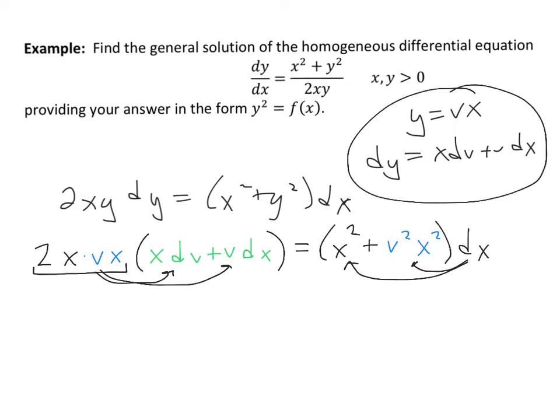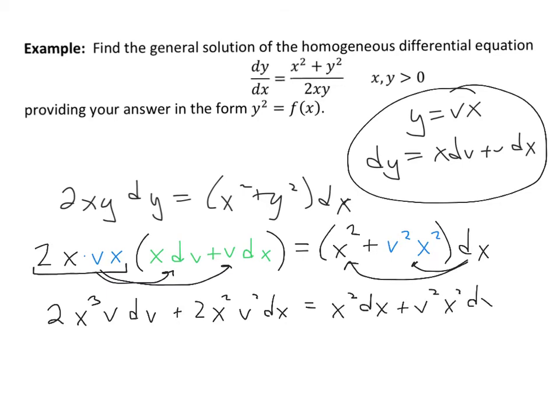Okay, so on the left-hand side here, it looks like I'm going to have 2x cubed v dv plus 2x squared v squared dx equals x squared dx plus v squared x squared dx. Wow. Okay, so here I am. We're going to need some more space here.